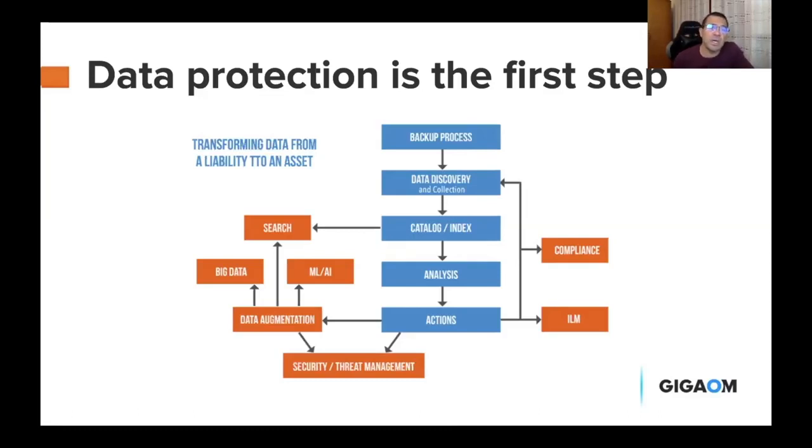All these actions and steps are made by the data management software. Then of course there are several additional steps that can be taken if necessary. We can think about information lifecycle. You can think about compliance, search, data augmentation for other projects, security, and whatever. So as I said, this is a very continuous process, and the first step of the process is the backup.